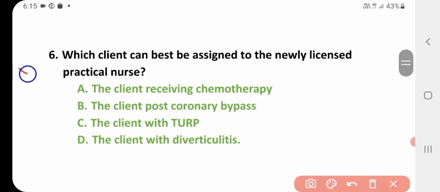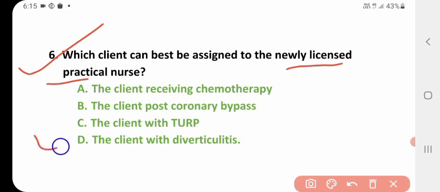Next, question number 6. Which client can best be assigned to the newly licensed practical nurse? A, the client receiving chemotherapy; B, the client post coronary bypass surgery; C, the client with TURP; D, the client with diverticulitis. The client who can best be assigned to the newly licensed practical nurse is option D, the client with diverticulitis.